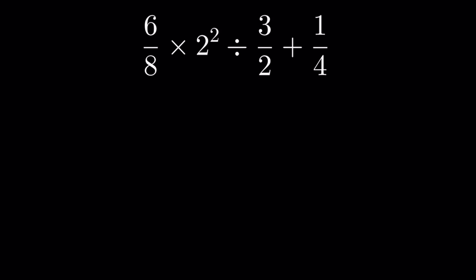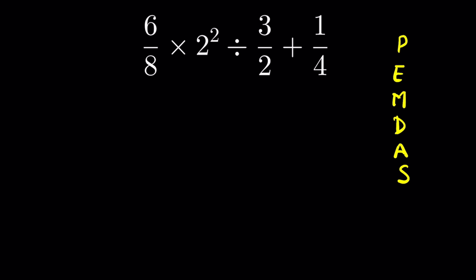6 upon 8 times 2 square divided 3 upon 2 plus 1 upon 4. How do you solve this? So as per PEMDAS, we first solve parenthesis, then comes exponent, then we have multiplication, division, addition, subtraction.